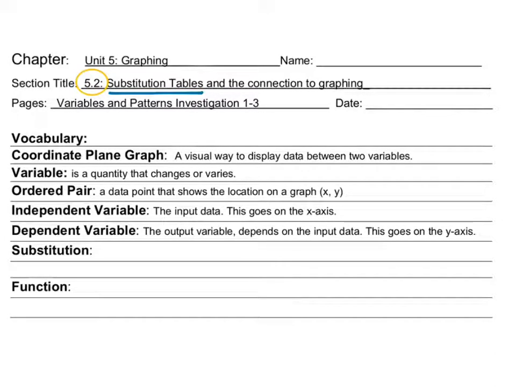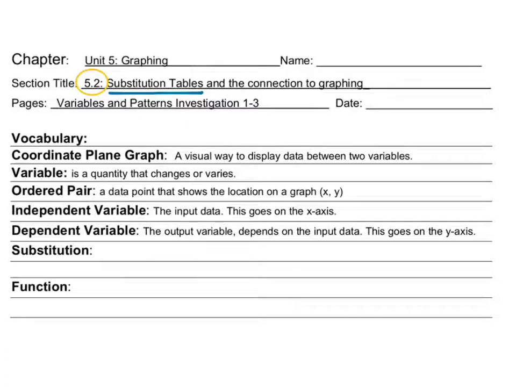Okay, so here we go on some vocabulary that we are familiar with. These first 5 words we've been using a lot, so they're pre-written for you. Coordinate graph is a visual way to display data between 2 variables. A variable is a quantity that changes or varies. An ordered pair is a data point that shows a location on a graph. We're definitely going to be using this piece today. And independent and dependent variables will also be highly used.